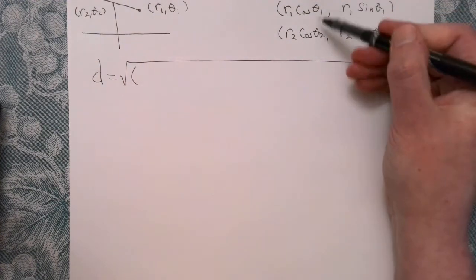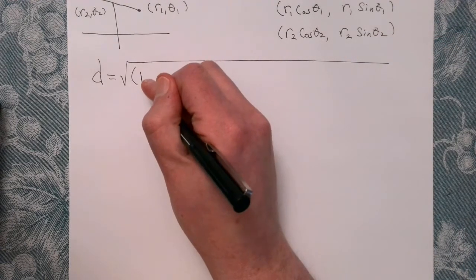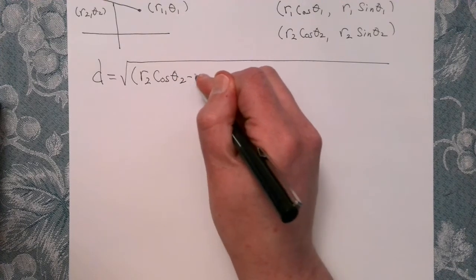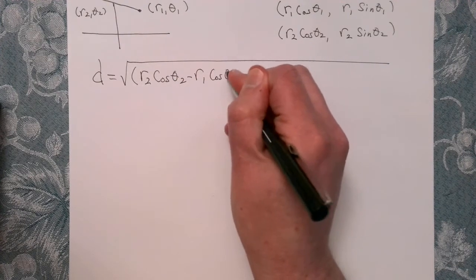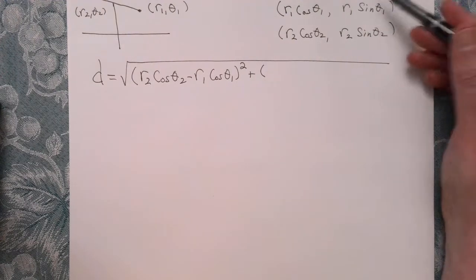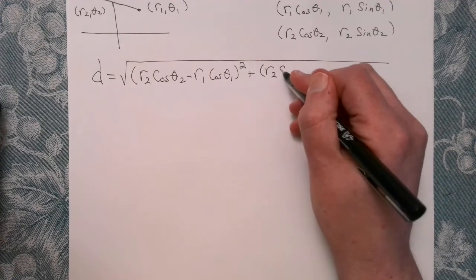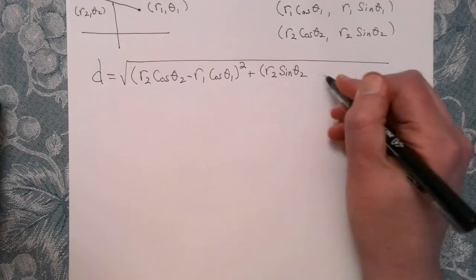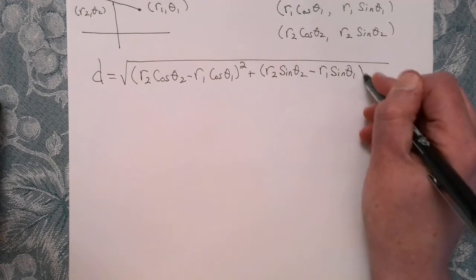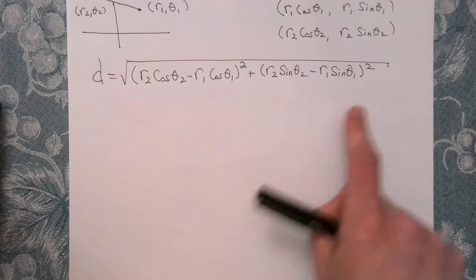Okay, so of course we want to take the difference in the x values and square it. So let's see what we have here. So this is r2 cosine theta 2 minus r1 cosine theta 1, quantity squared, plus we want the difference in the y values squared. So that's r2 sine of theta 2 minus r1 sine of theta 1, quantity squared. So we've got a bunch of algebra to do here.